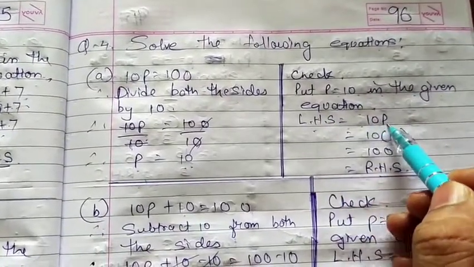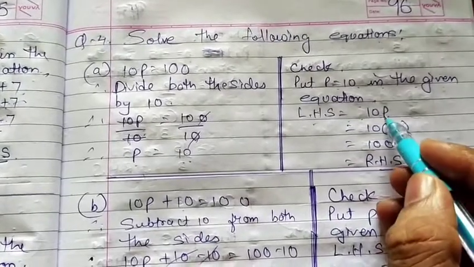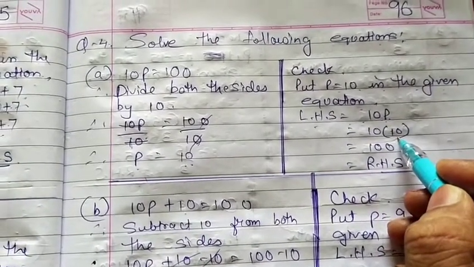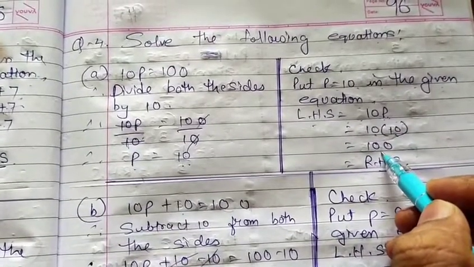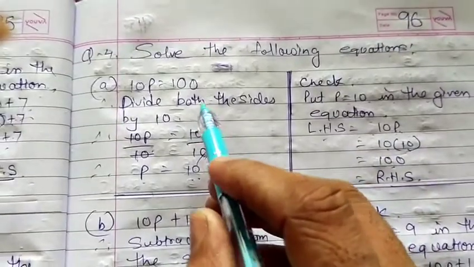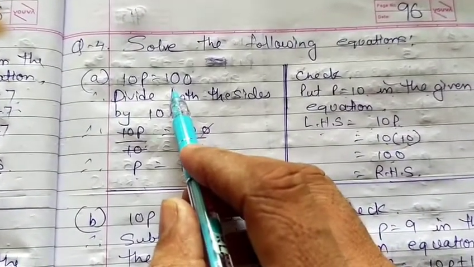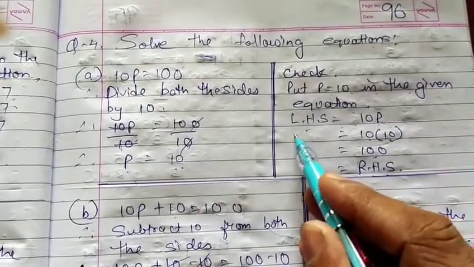LHS equals 10 times p. The value of p is 10 only. So in place of p, write down 10. Substitute the value of p with 10. 10 times 10 is 100. Now see whether 100 is there toward your right hand side or not in the question. Yes, 100 is there. So we write down equals RHS. That means we can say that LHS equals RHS.